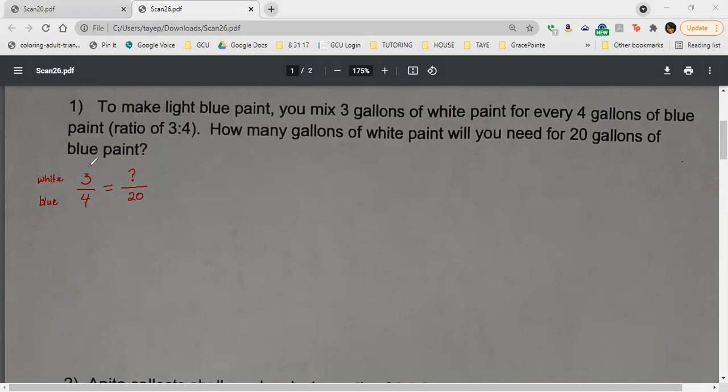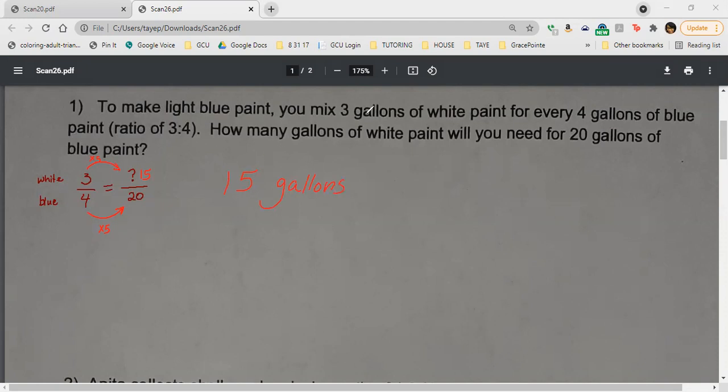I like to point to what I don't know and point my arrow in the same direction for the other part of my ratio. So now I can look at this and say, how am I going from 4 over to 20? How am I making that jump, guys? And that's by multiplying by 5. So if I multiply by 5 for this part of the ratio, that means up here in the numerator, I also need to multiply by 5. And I know that 3 times 5 is 15. So how many gallons of white paint will you need for 20 gallons of blue paint? You will need 15 gallons.